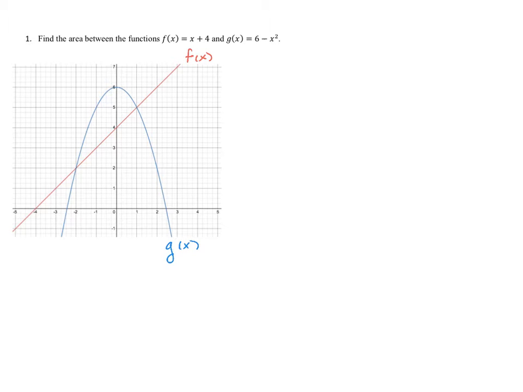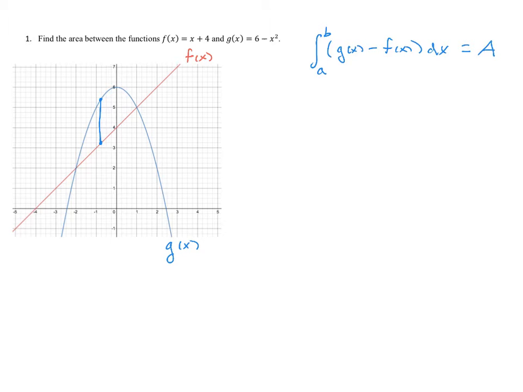And notice that the function g of x is always greater than the function f of x when the area is bounded. So to find the area between the two curves, we're going to use this following fact. If you take the difference of the two functions, the larger minus the smaller, and you integrate it from where it's bounded, that's going to be the area A that we're looking for.